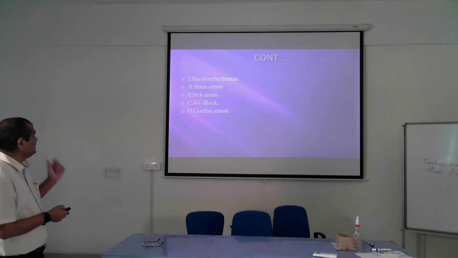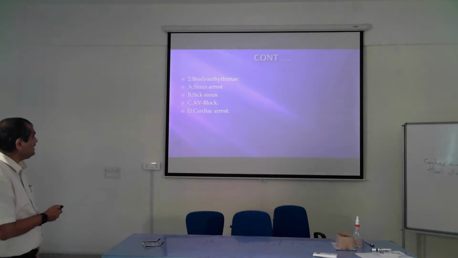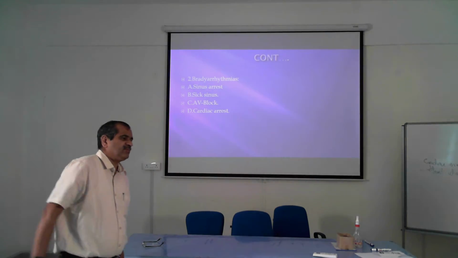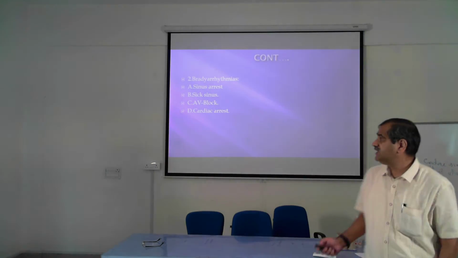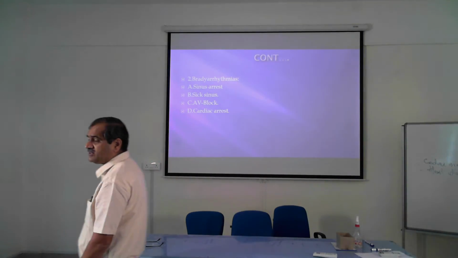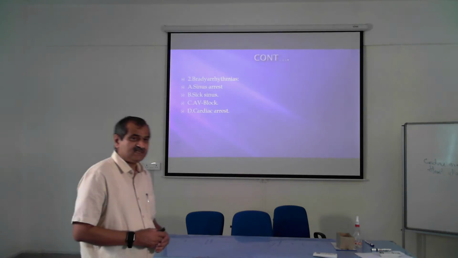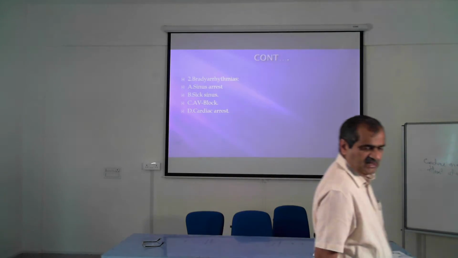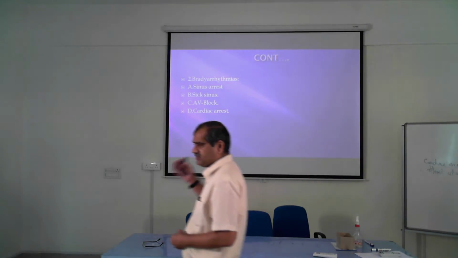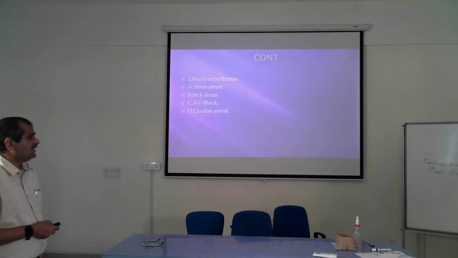Then bradyarrhythmias. So this was tachyarrhythmias. Tachy means increasing, brady means decreasing. So bradyarrhythmia means there is a decrease in the impulse conduction or the contraction. Then sinus arrest is there, because the impulse is not generated at all. Sick sinus means there is a defect in the sinus or SA node. Then total AV block. We have so many blocks, and these are also atrioventricular blocks. Then finally the cardiac arrest.